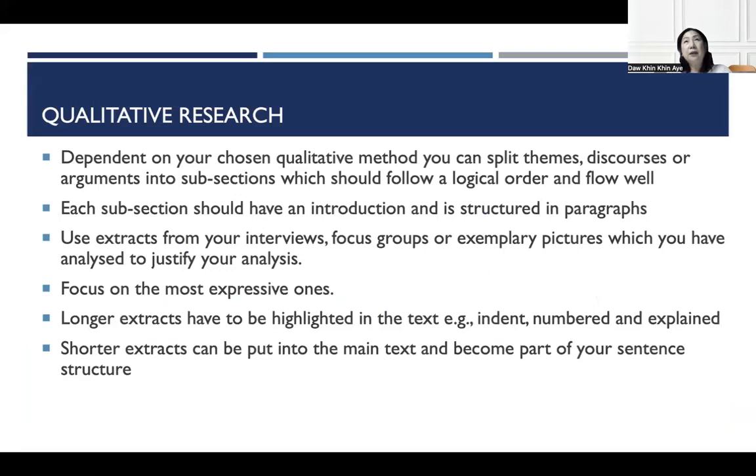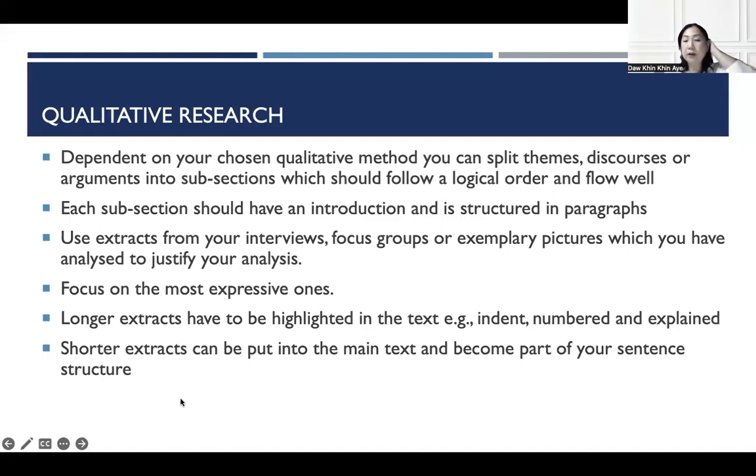Now, you must remember the qualitative and quantitative research sections differ. If you look at qualitative research, depending on your chosen qualitative method or method set, you can split themes, discourses, or arguments into subsections, which should follow a logical order and flow. Let's say you would like to talk about gender issues in discourse analysis, then you may have different themes. Different themes can be headings and sections, and after that we may have some kind of subsection. Each subsection should have an introduction and a structure in paragraphs, okay?